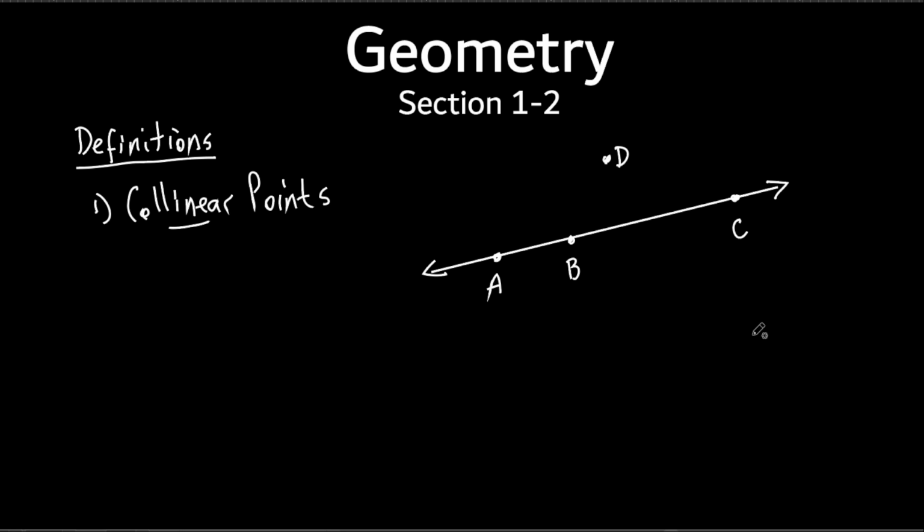What about B and C? Are B and C collinear? Yeah, absolutely. What about A and B? Yeah. What about D and C? Nope, they're not. Now, you could draw a line that connects them, but they're not collinear.